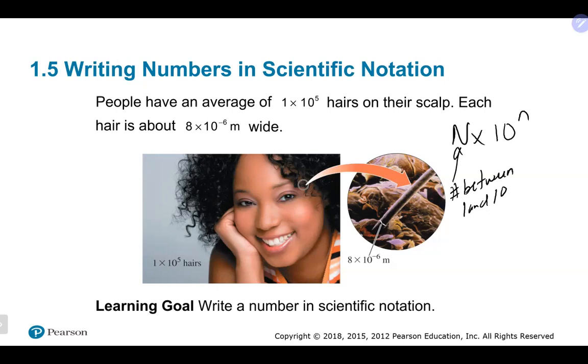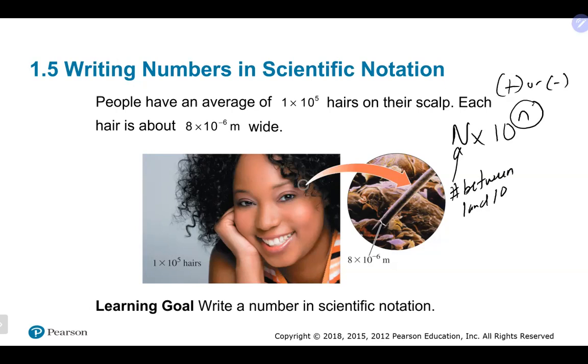So it's either got to be a 9, or a 1 point something, or 9 point something. It can't be 10 point something. It can't be 100 point something. It's times 10 to the little n, which may be a positive or negative number, depending on which way you need to move the decimal point to get to a number between 1 and 10.